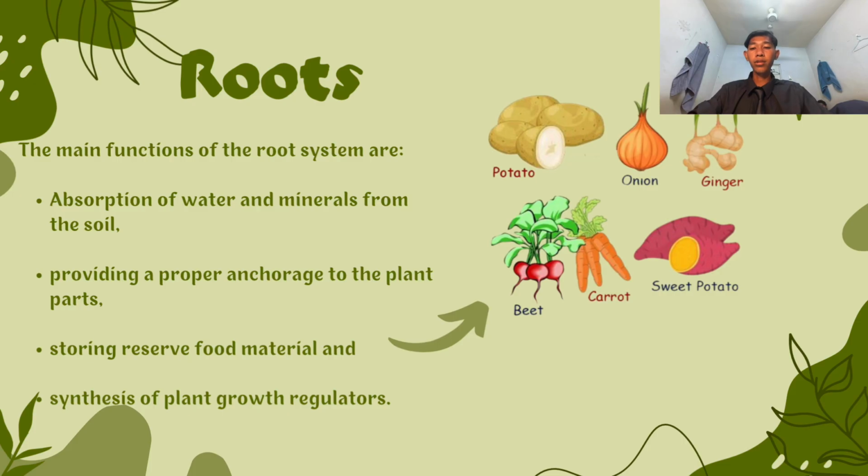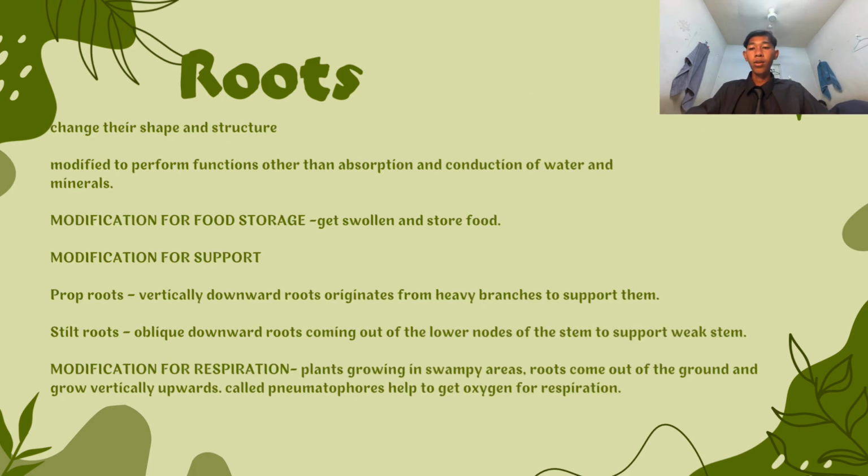These are the main functions of the root system. There is absorption of water and minerals from the soil, providing proper anchorage to the plant, storing reserve food and minerals, and synthesis of plant growth regulators. Roots are also modified to perform functions other than absorption and conduction of water and minerals. There is food storage, support, and also respiration.